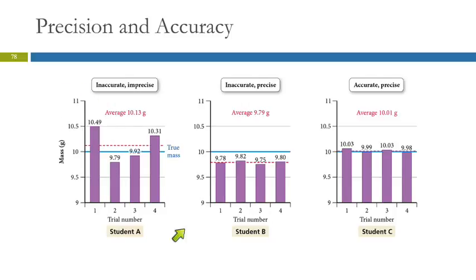Oh, my finger works. So here's student B. We can see by graphing it that these values are very close to each other. All those purple bars are about the same height. So that tells us that this is precise, very consistent. But the average is low. It's 9.79. The true value is 10.00. So this is not accurate. Inaccurate, but precise. And here this one, student C, has precision and accuracy. That's what we're always going for. We'd like to have both. Okay, any questions?